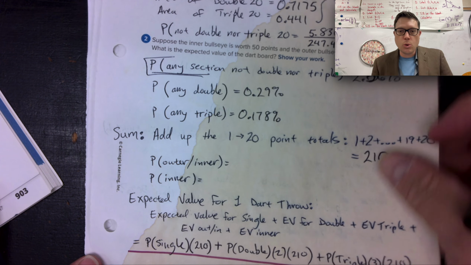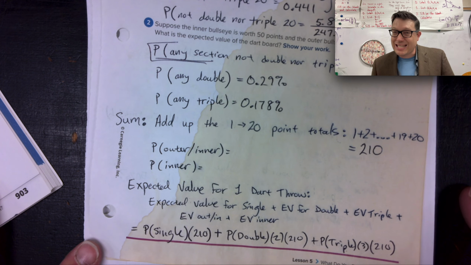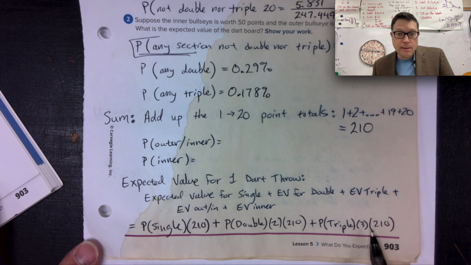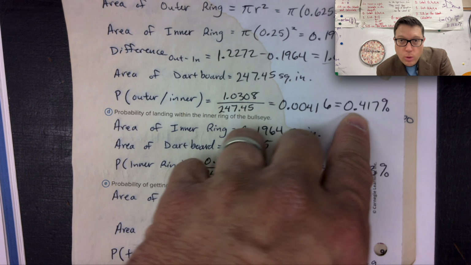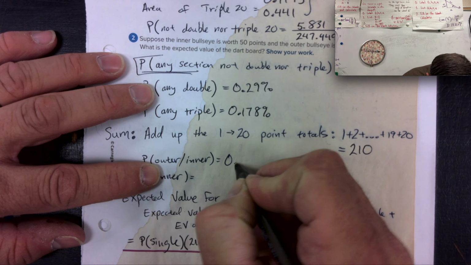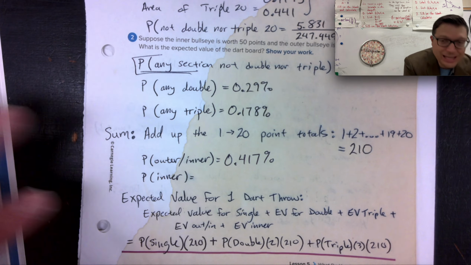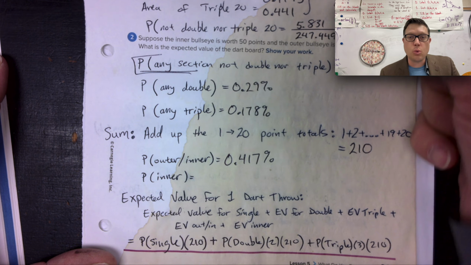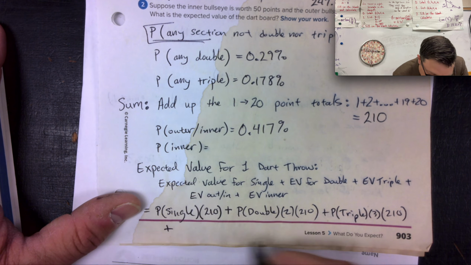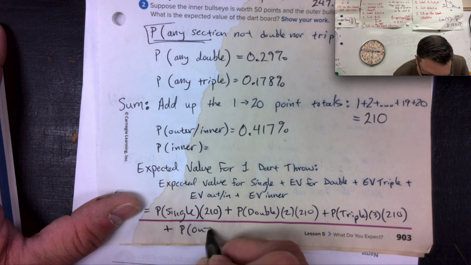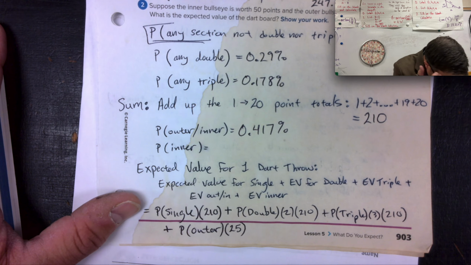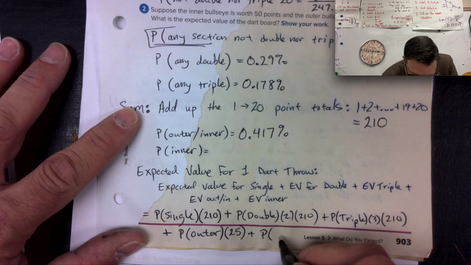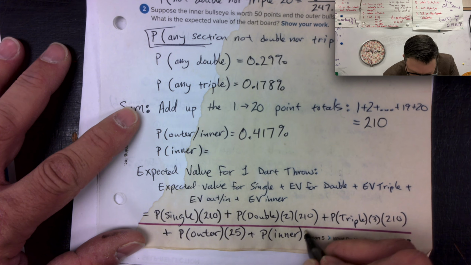A triple is going to give you 3 times the score. If you add up all of the scores that are possible and multiply by the probability, you get an expected value, but they all give you 3 times the amount. The probability of landing in the outer but not the inner, we calculated that as 0.417%. And landing in the outer section is worth 25 points. So plus the probability of outer times 25. And then last of all, the probability of landing in the inner times 50.